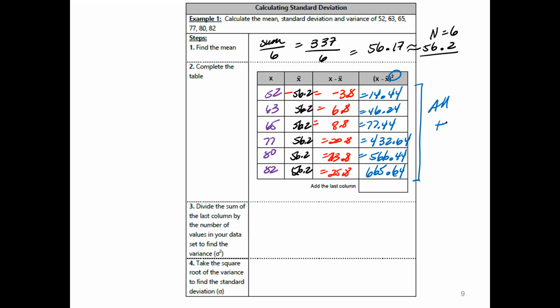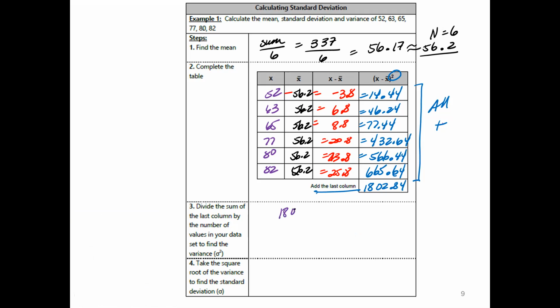So then what we're going to do is go ahead and take the sum. So let's add the last column. We're going to go ahead and add everything together. And your sum here is going to be 1,802.84. So then your next step says divide the sum of the last column by the number of values in your data to find the variance.